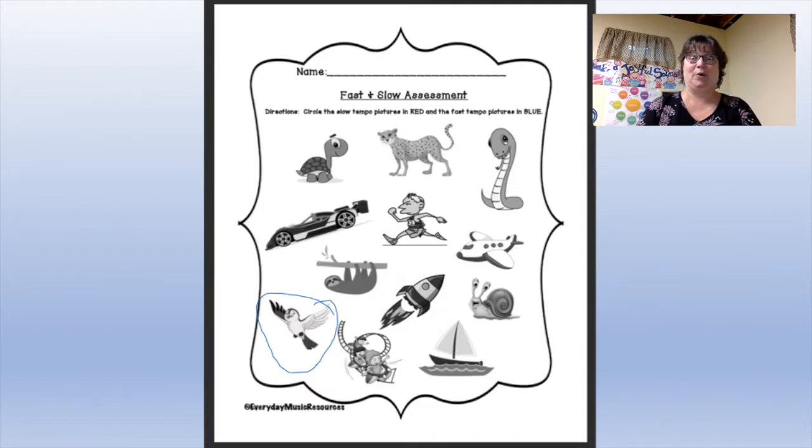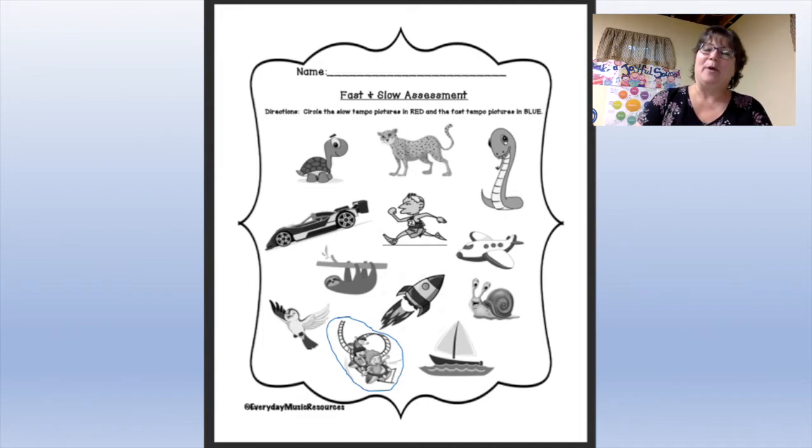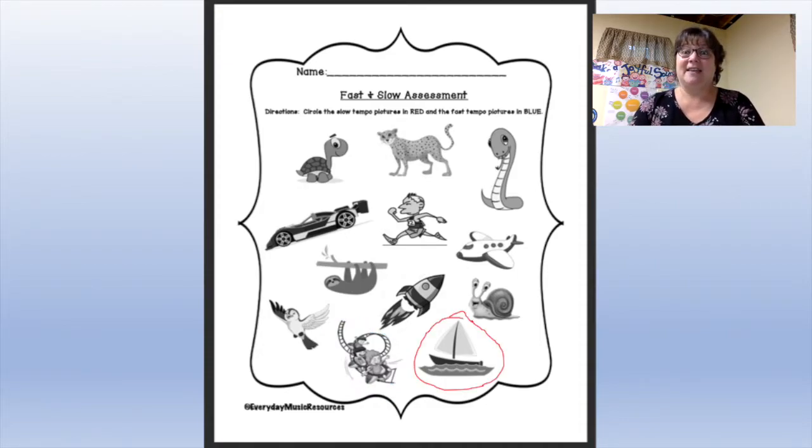The next one's a roller coaster. Most of my family like roller coasters. I don't ride too many roller coasters. But if you had to pick a tempo, would it be slow tempo or fast tempo? If you said fast, you're right, and that's why I circled it in blue. And the last one is a sailboat. A sailboat just glides out on the water. So if we compared a sailboat to an airplane, what would you say? I circled it in red because I thought that a sailboat moved at a slow tempo.